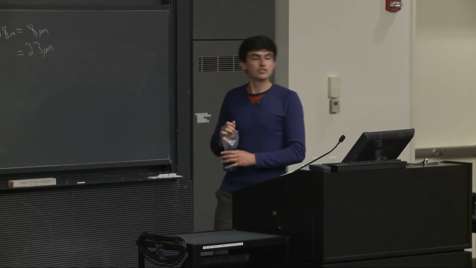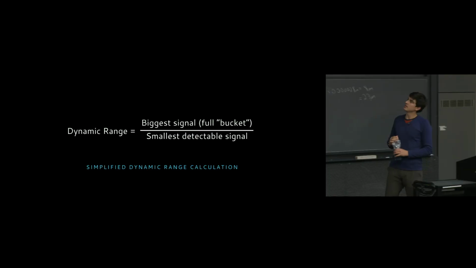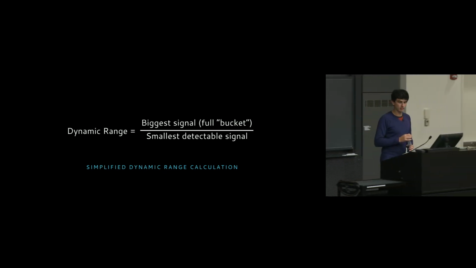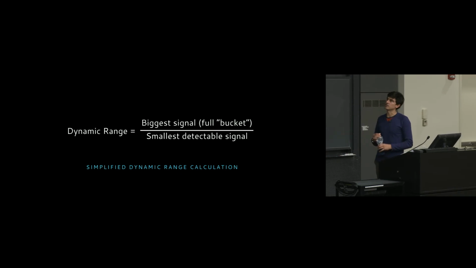So once again, what this means is that because we have a smaller biggest possible signal, the dynamic range for our smaller sensors tends to be not quite as good as our bigger sensors.